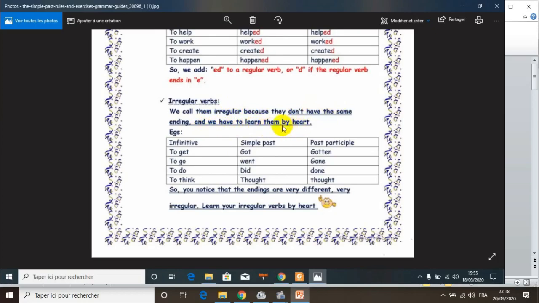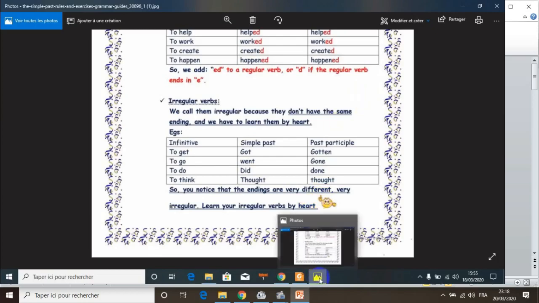We memorize them. Example, infinitive, to get. Simple past, got. To go, went. To do, did. To think, thought. So you notice that the endings are not the same. They are very different. Irregular verbs, you learn them by heart. I will provide you, of course, with a list of irregular verbs.